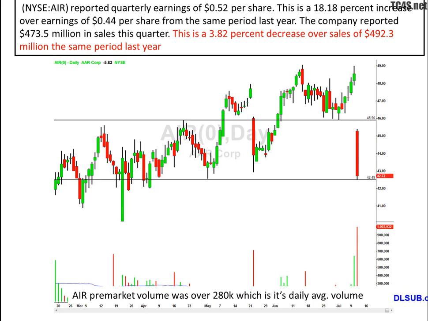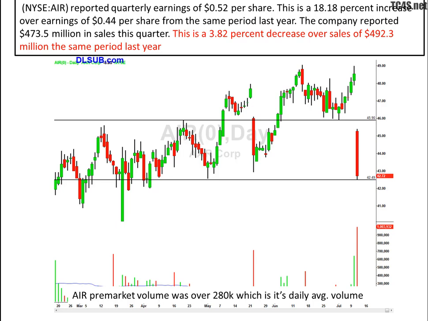This is an 18% increase over earnings of 44 cents per share for the same period last year. So obviously the company reported $473 million in sales in this quarter, but the red part here is this is a 3.82% decrease from sales of 492.3 million the same period last year. So it's negative. So the news is negative about their earnings.